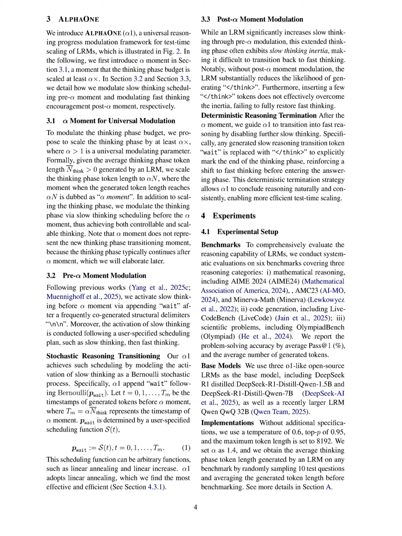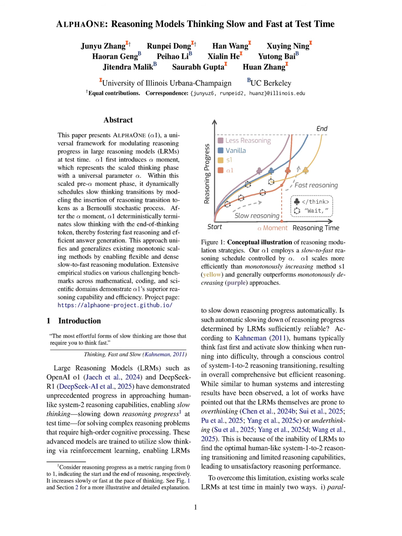Once the reasoning phase reaches the designated alpha moment, any remaining wait tokens are replaced with </think> to signal the end of slow thinking and prompt a shift to fast reasoning. This continuous modulation allows ALPHAONE to effectively balance slow and fast thinking throughout the reasoning process, enhancing overall reasoning efficiency and accuracy.